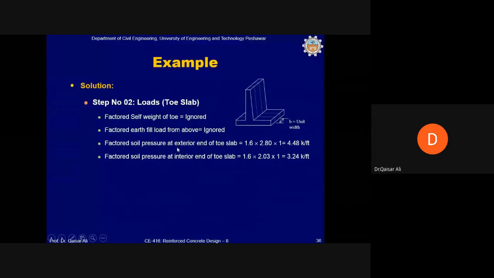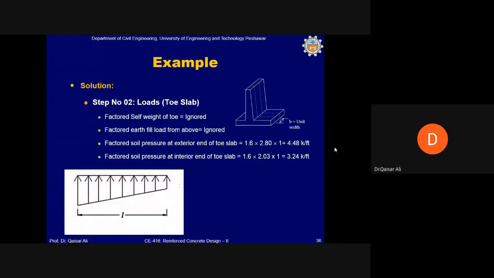Effective soil pressure at the exterior end of the slab is to be noted. 2.8 kip per square foot was the ordinate here at the tip of the toe, and this will be multiplied by 1.6 in order to determine the ultimate pressure of the soil. The total pressure, as you've seen in the previous slide, was 0.46 on the heel side and 2.8 on the toe side. And you know that the size of the toe is 3.25 feet.